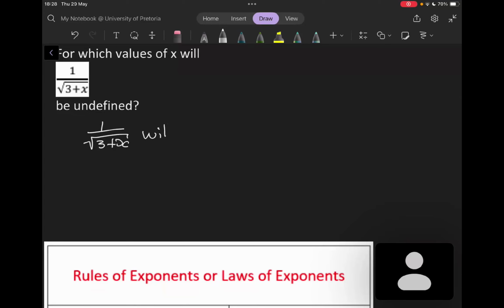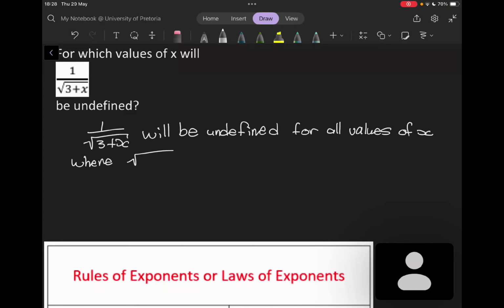This will be undefined for all values of x where the denominator is equal to 0, because whenever we have a number divided by 0, it's undefined. Cool.